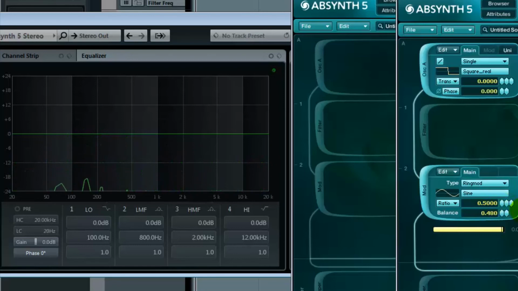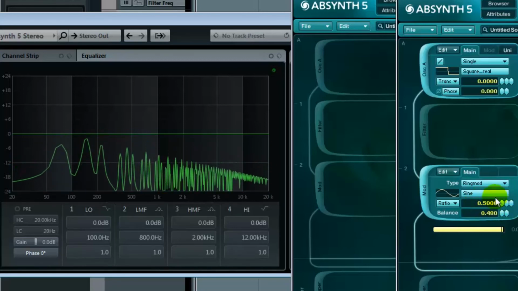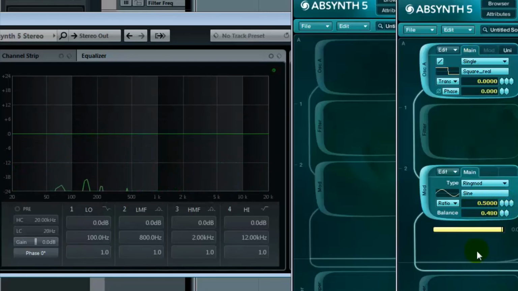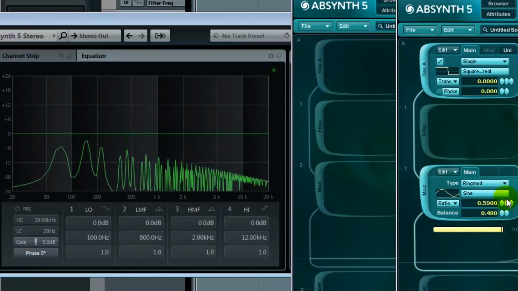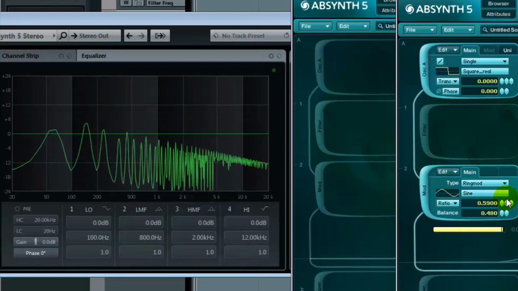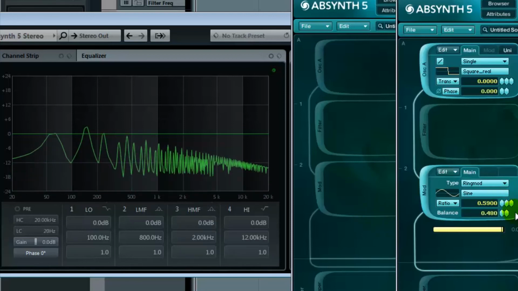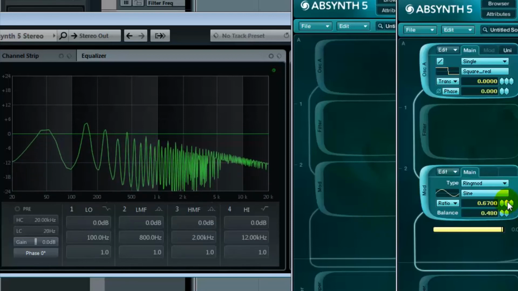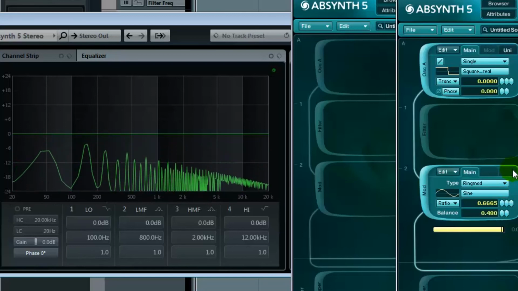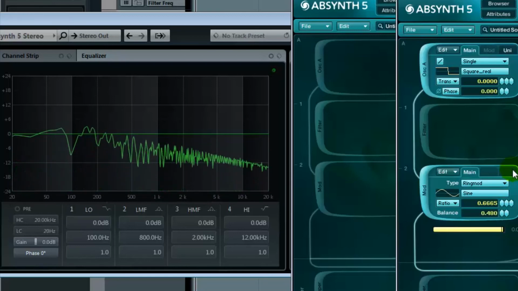If I move this to an inharmonic relationship, in other words, something that's not divisible by a whole number, right? 0.5 is really divided by 2. Let's say I go to 0.59. It sounds kind of yucky again. But check out what happens when I get to 0.66. It actually kind of becomes harmonic again to a fair degree.